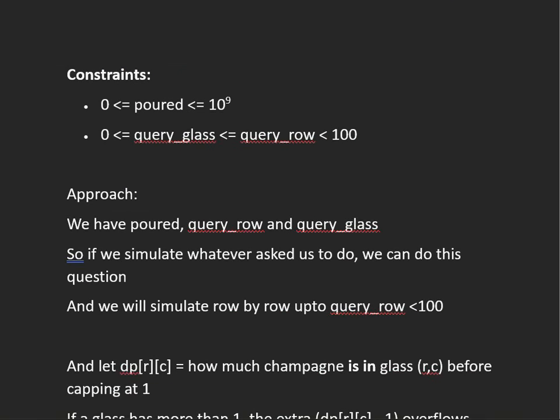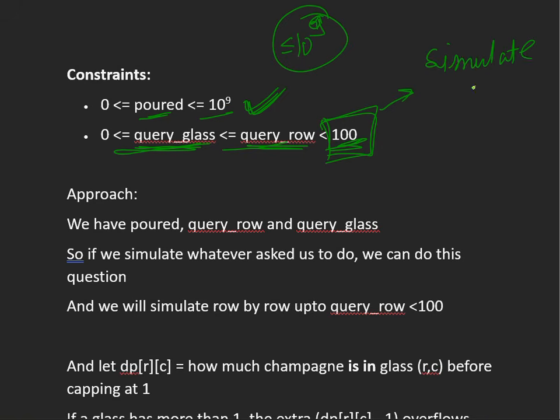Let's see the constraints next. In constraints, the number of poured glasses is up to 10 to the power 9. But the query glass and query row are up to 100 only. So we won't be simulating on the poured amount, we will be simulating on query glass and query row, which are up to 100. So we can directly simulate the given process, and then our work is done.